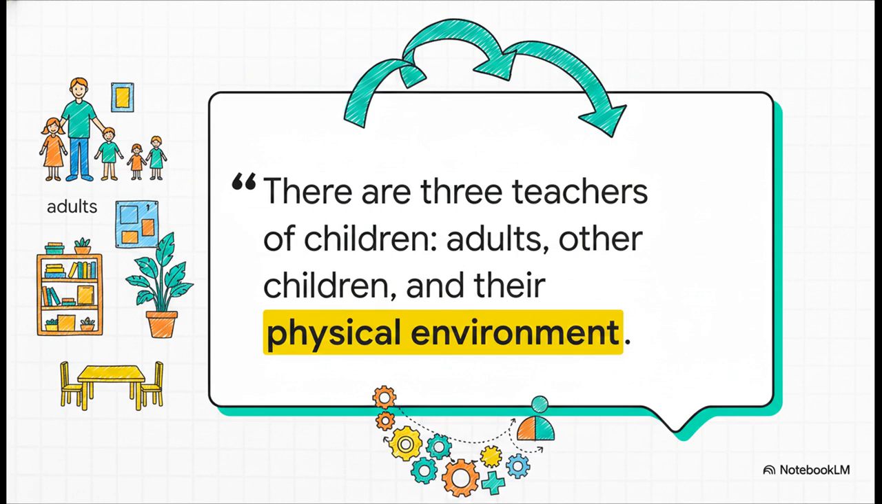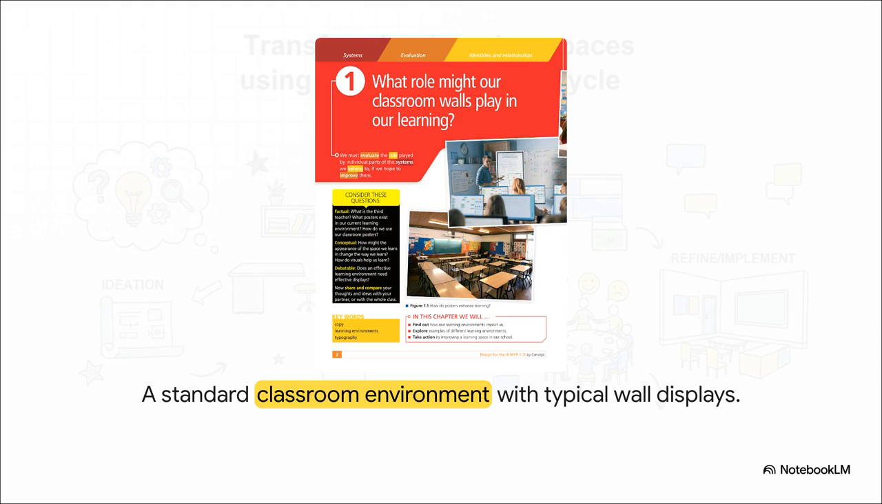Everything in that room, from the way the desks are arranged to the posters on the wall, is actively communicating something to you. Let's ground this in reality, right? When you step into a standard classroom, signals are just everywhere. We really have to evaluate the specific role played by individual parts of the system. We're talking lighting, the furniture, the overall size of the space, the noise level, and especially those visual displays on the walls. All of these impact how we learn.